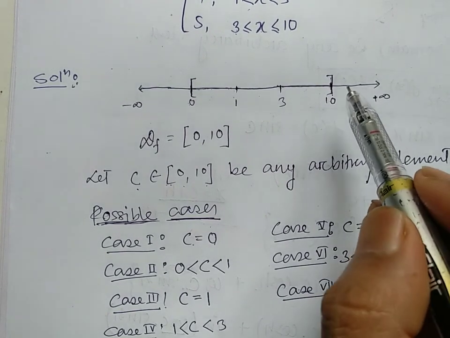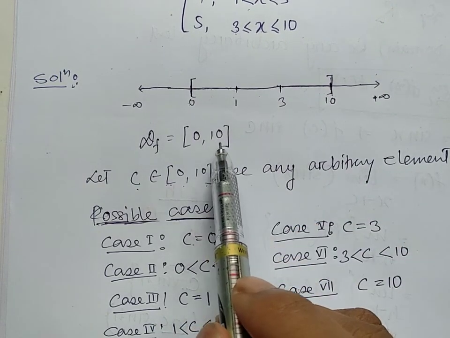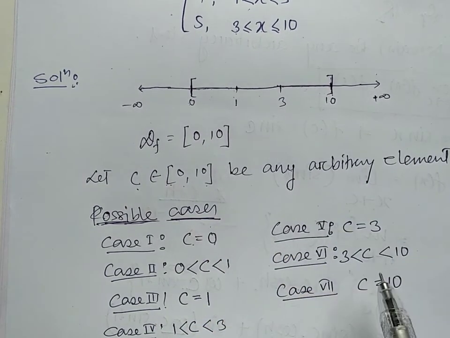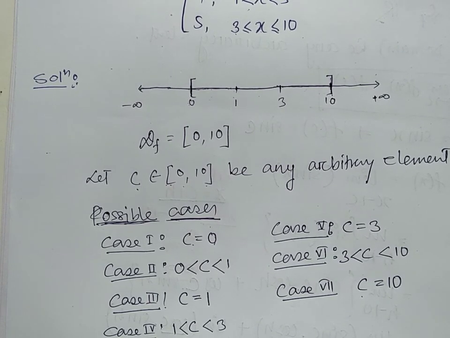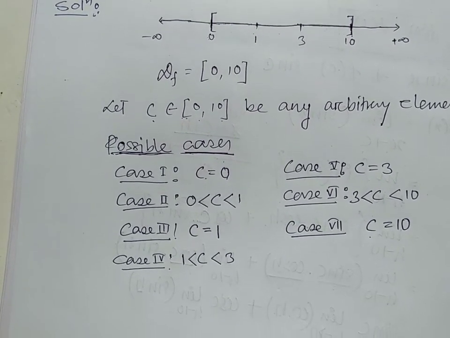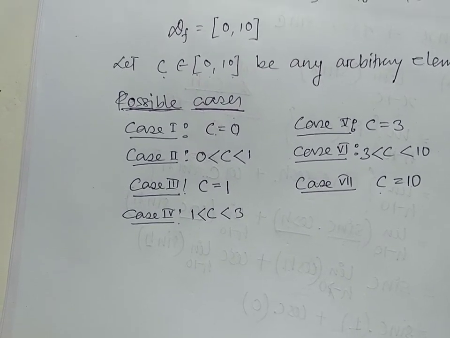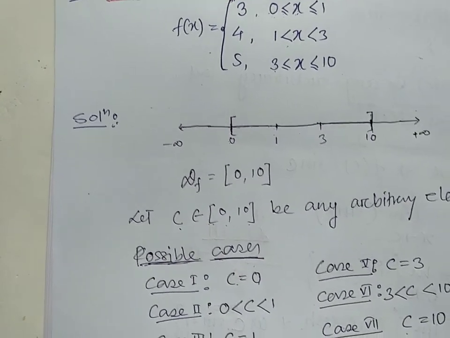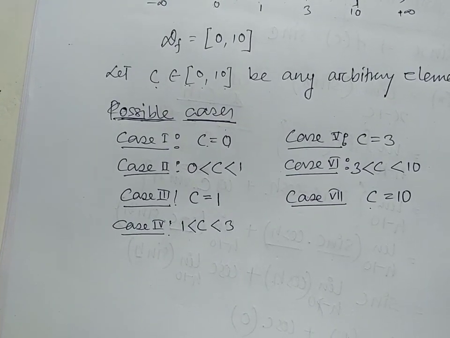As the domain's maximum value is 10, you are not supposed to consider any real number which is greater than 10. That's why the maximum point where you have to seek the continuity is c is equal to 10. In this way, we will try to seek the continuity. So how can we proceed to write down the answer of all those questions? In a systematic way, we will try to write down the answer.